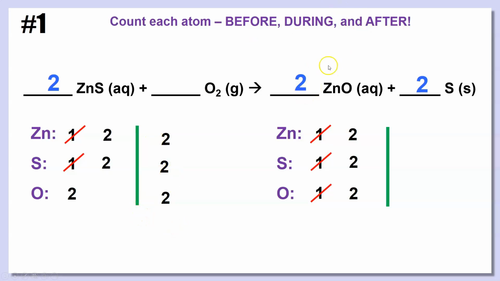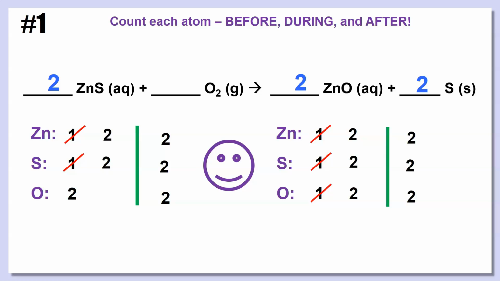Come over here. I got 2 zincs, 2 sulfurs, 2 oxygens. I double check that everything matches. I used whole numbers for my coefficients. I can't reduce these, because there's a 1 here, right? You can't reduce it if there's a 1 there, so it's totally finished. So it's good to go.